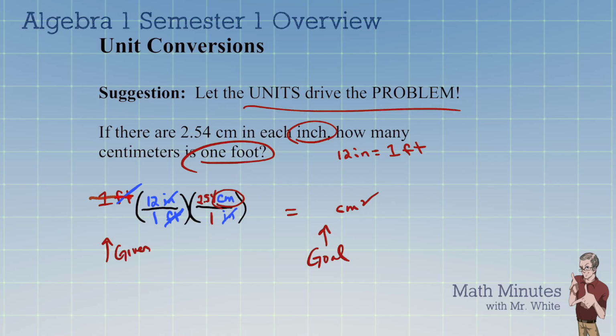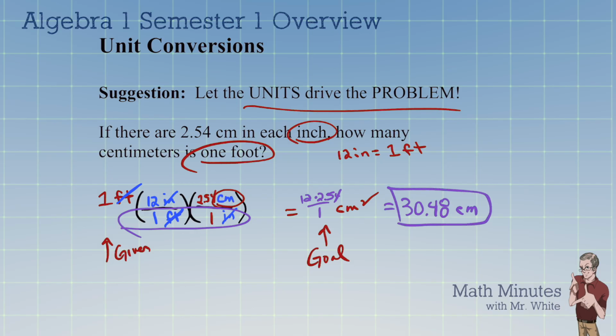We now multiply the top of the fraction, multiply the bottom of the fraction, and then divide, right? You multiply straight across when you're doing fractions. Now, the denominator is all 1 in this particular example. That's not always the case, but it is in this one. So you would take 12 times 2.54 and divide by 1. So that equals 30.48 centimeters, and that's our answer.